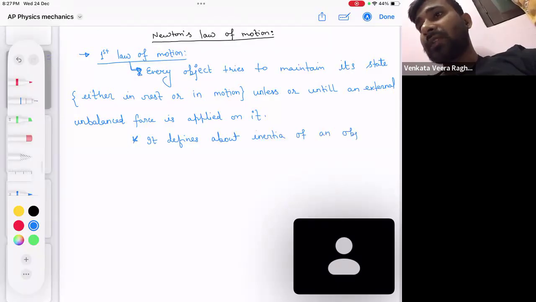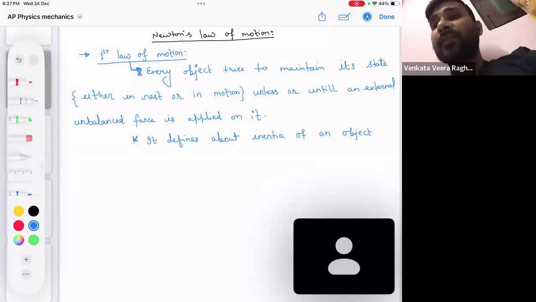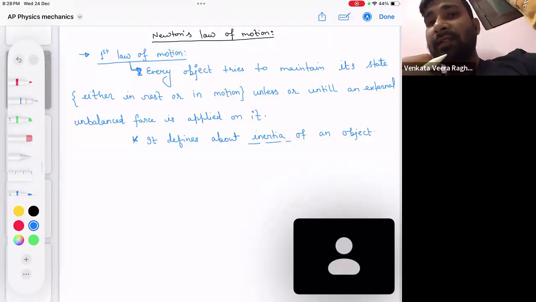The more inertia an object has, the more difficult it is to change its state. It has more inertia, it has less inertia, that is fine. But how do we measure the inertia? There must be some quantity which measures inertia. How do I say that this one has more inertia compared to the other one?